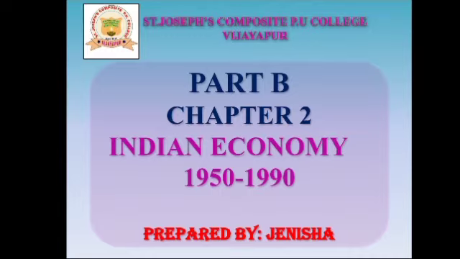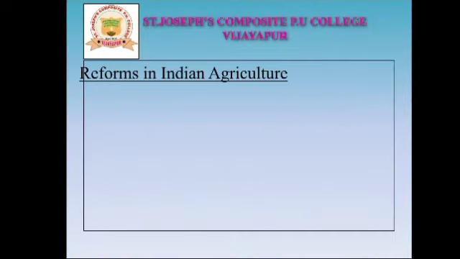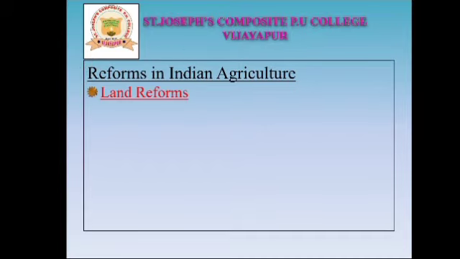Okay students, now we'll start reforms in Indian agriculture. One of the major reforms in Indian agriculture is land reforms. Land reforms are the reforms made in the agriculture sector by the abolition of intermediaries. Mainly because these intermediaries, the zamindars, largely exploited the farmers. That is the reason land reforms were introduced in the agriculture sector.